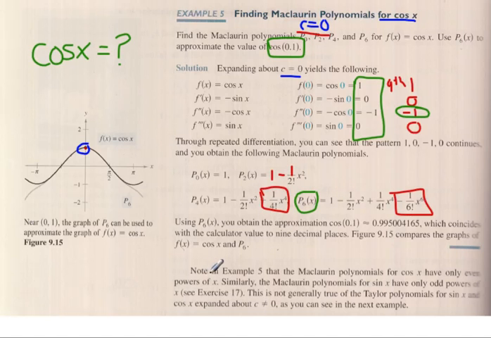Anyway, let's see what they note down here. Note that in this example, we only have even powers of x. It says Maclaurin polynomials for sine of x have only odd powers of x. That's one of your exercises. I'll probably give you that one. But that's not always true. It depends on what the functions are, and also on whether they're Maclaurin, or what c is.